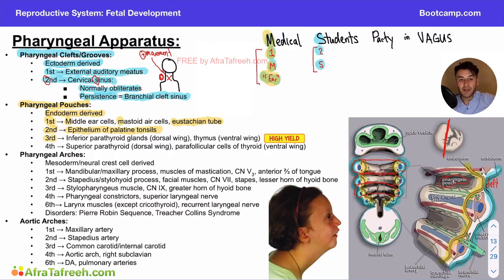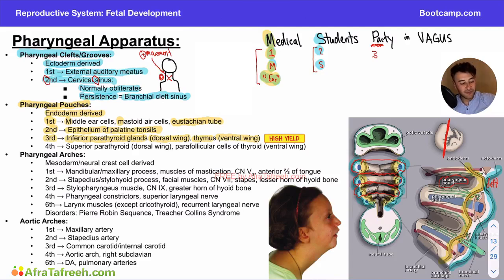So starting with the third pouch, we're going to get our inferior parathyroid glands, and this is going to be the dorsal wing, as well as the thymus, which is going to be the ventral wing of the pouch. And this is really high yield to memorize, and this goes into part of our mnemonic. So when it comes to the P, it looks like parathyroid, right? We have the party in Vegas, so the PAR reminds me of parathyroid as well as thymus for the T, and I like to remember that this is the third pouch. So that's how I remember this one.